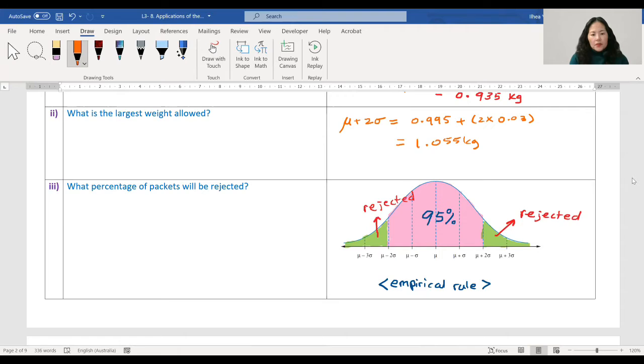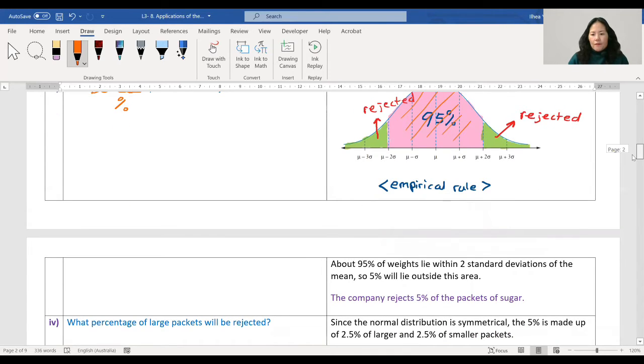Next question: what percentage of packets will be rejected? Okay, so we're just looking at the empirical rule here. We are accepting up to 2 standard deviations, whether below or above, and after that, it's rejected. So we are accepting 95% of the packets. It's good quality. But after that, it's not. So 100% take away 95% will give us the percentage rejected. So it's going to be 5%.